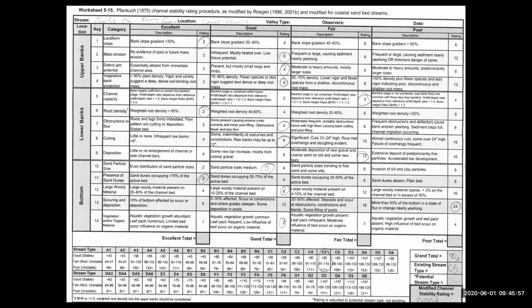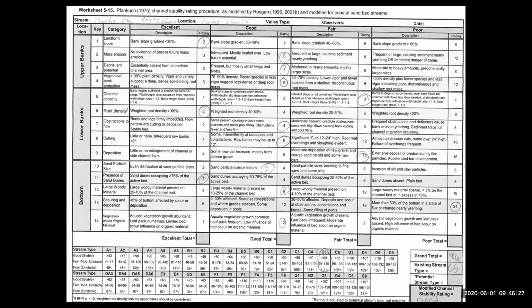And then also looking at potential of debris jams, mass erosion events, etc. And then you get your whole score, and then it's based on, as I mentioned earlier, Rosgen's different stream types. So the Peace River falls into a C5 stream type based on its slope, degree of sinuosity, sediment type, etc. So I think that's all I can really talk about that. I'll just give you a quick overview.